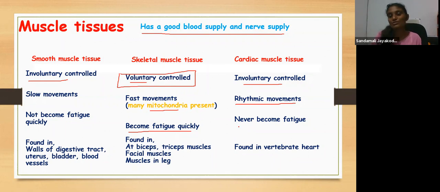If it becomes fatigued, we have to end the life, because the heart is going to stop if it is going to be fatigued. Cardiac muscle tissue never becomes fatigued.